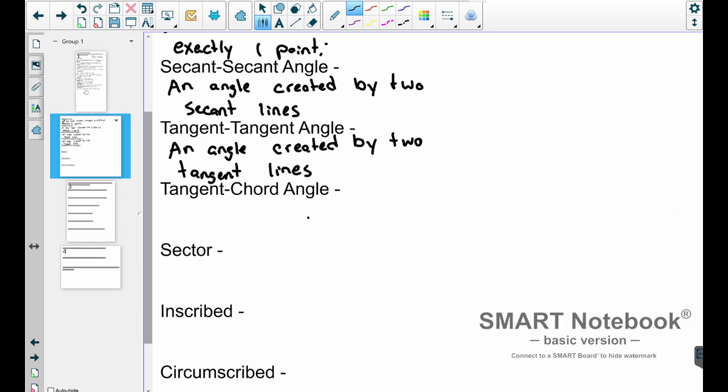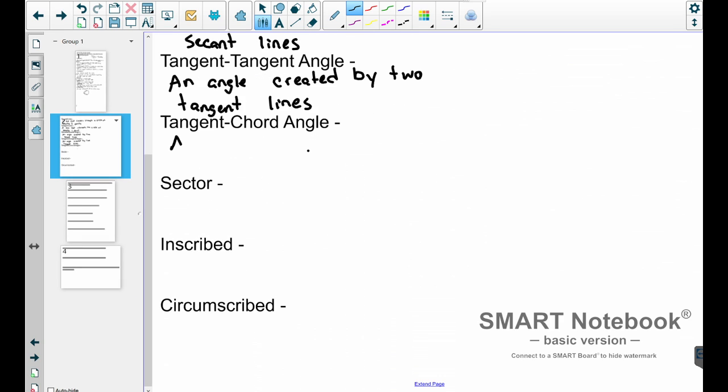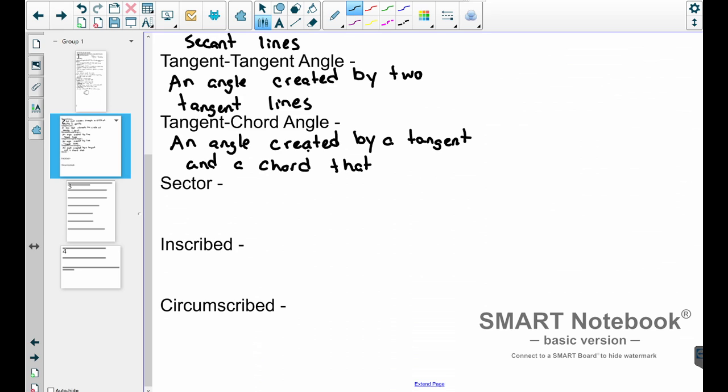Then what do you think it is going to be for a tangent chord angle? We say it's an angle created by a tangent and a chord that intersect. We want to throw that in there too, and that goes for all of these. But of course, if they didn't intersect, they wouldn't be an angle.